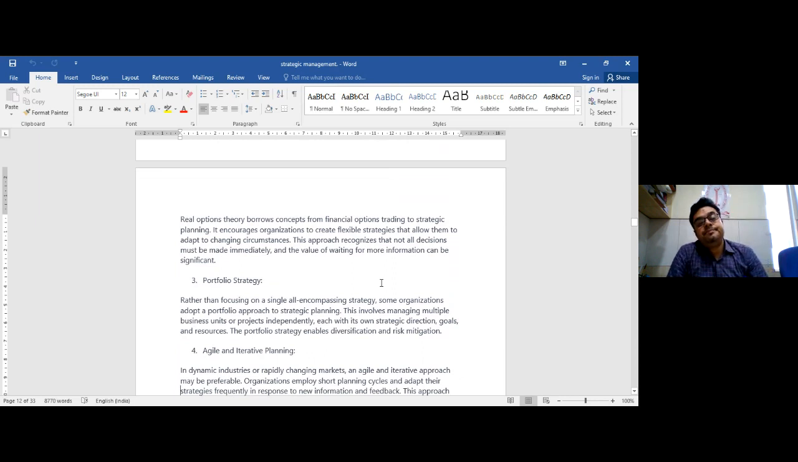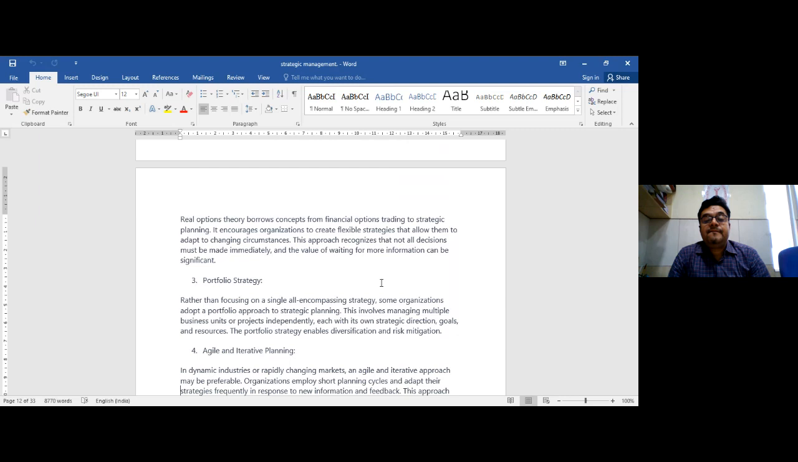Third option is the portfolio strategy, and it focuses on a single all-encompassing strategy. There are ways in which organizations may adopt a portfolio approach to strategic planning.